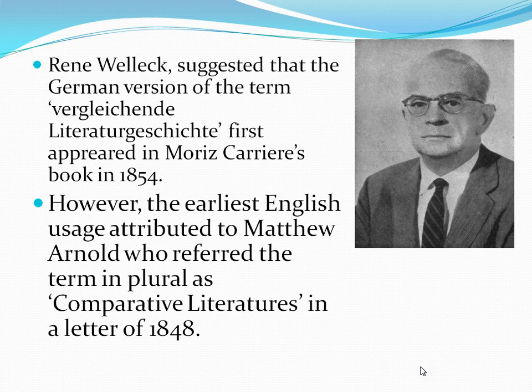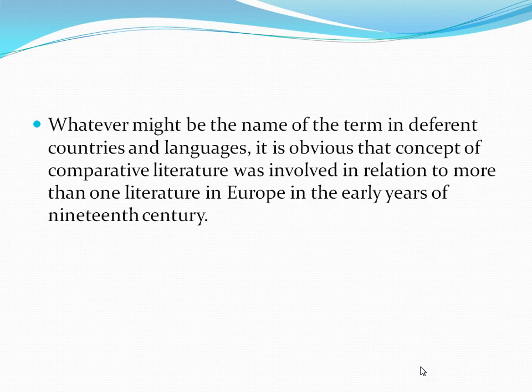Actually the idea comes with several issues. So who is the first person who mentioned the term? Here we see that Matthew Arnold also mentioned the term in a letter in 1848. Whatever might be the name of the term in different countries and languages, in German they said comparative literature in different terms, in France in different terms, and in England, Matthew Arnold said it in different terms. So there might be different identifications, names or terms relating to comparative literature.